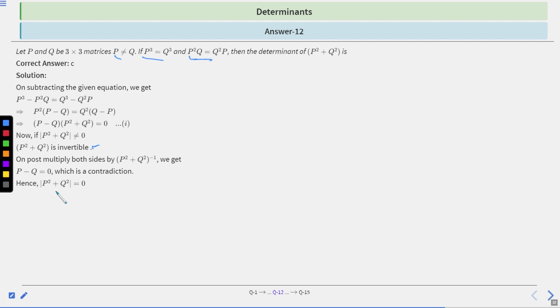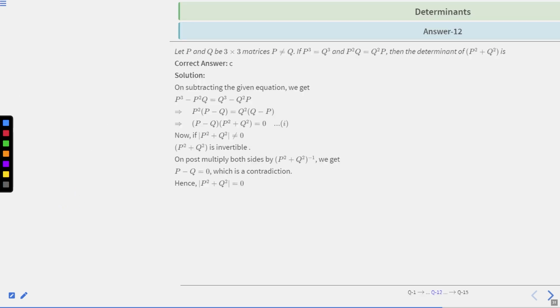So determinant value of P square plus Q square should be 0. Clear? Because the assumption we have taken has become a contradiction, so the opposite of this will become true. So I think option C is the right choice.